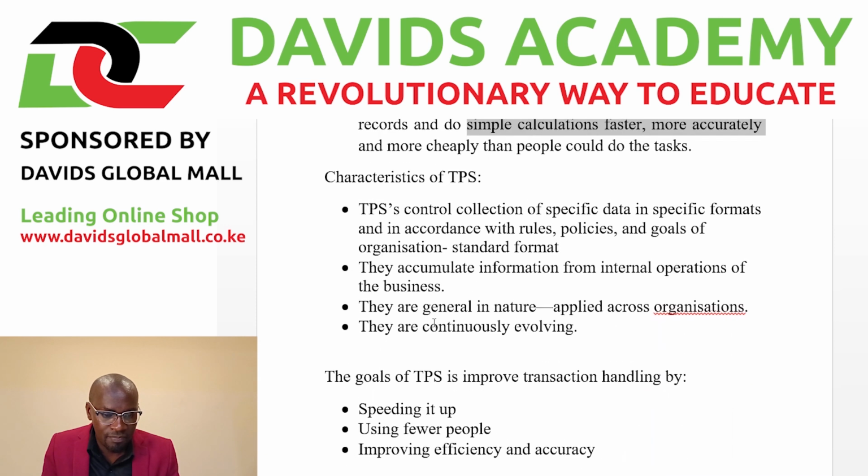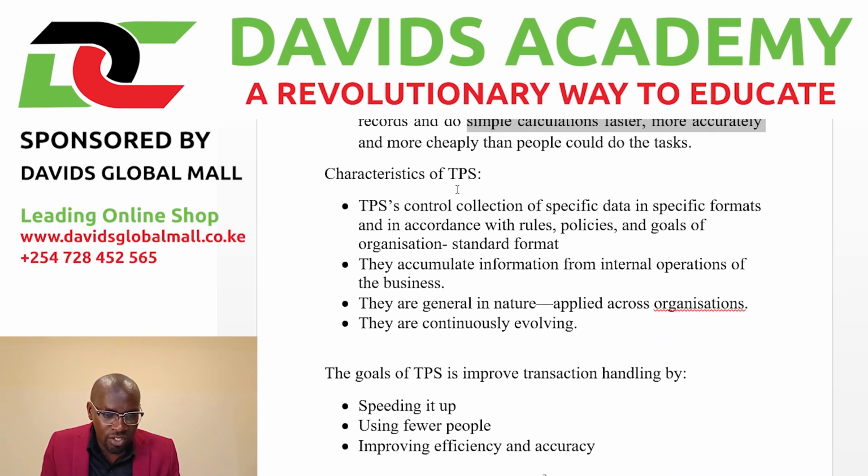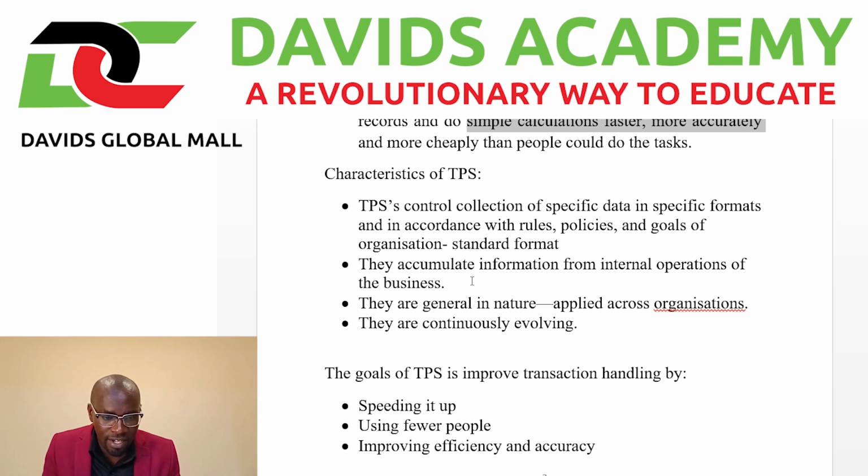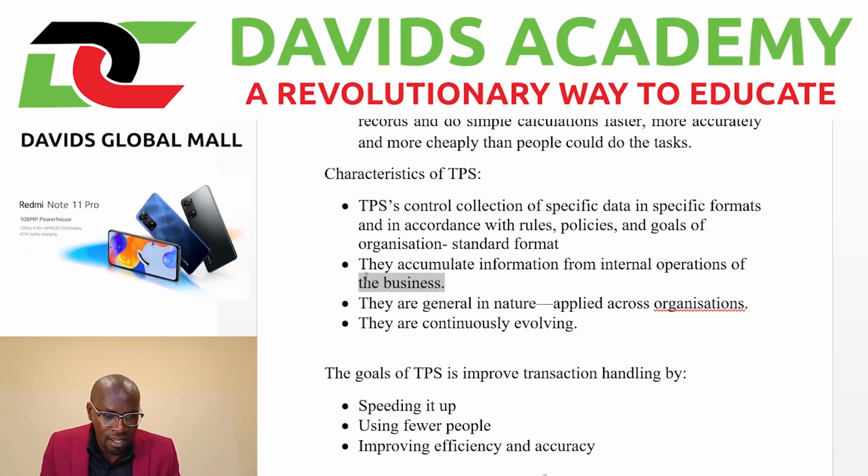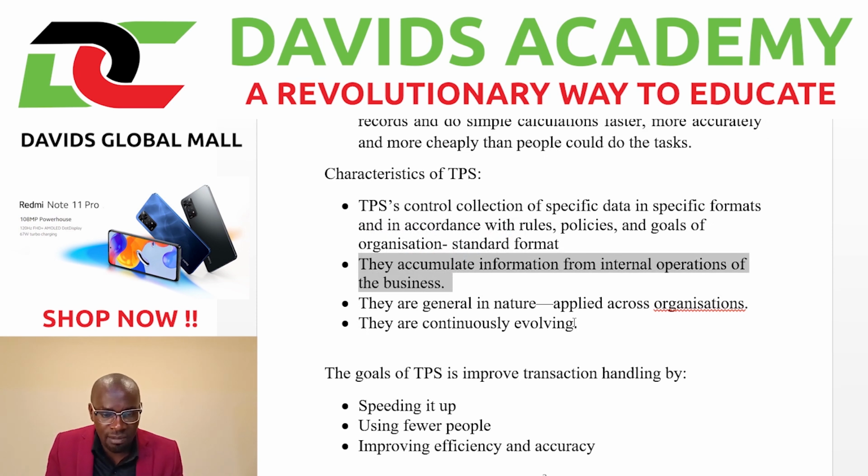Characteristics of TPS: we are saying TPS control collection of specific data in specific formats and in accordance with the rules, policies, goals of the organization, and in a standard format. They also accumulate information from internal operations of the business. Another advantage is that they are general in nature, meaning that you can apply the same TPS across organizations.